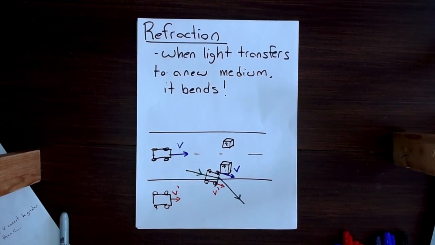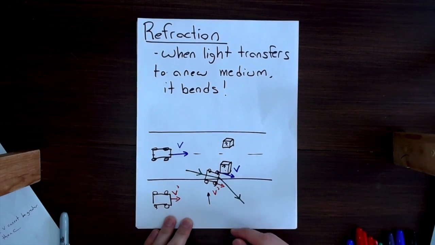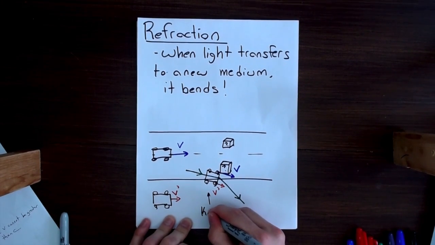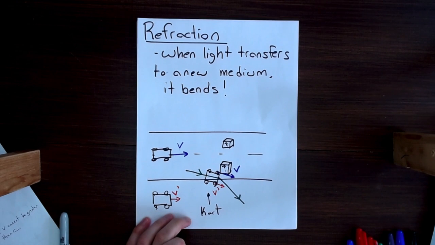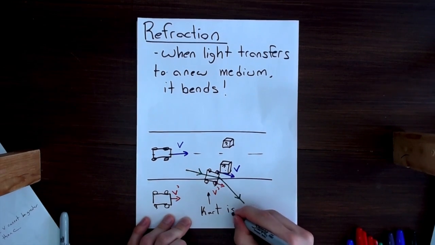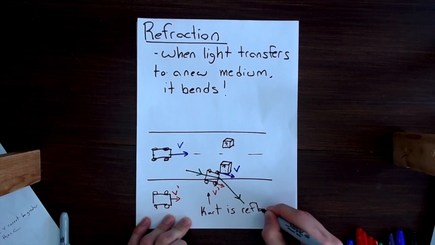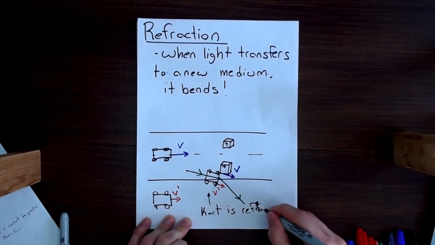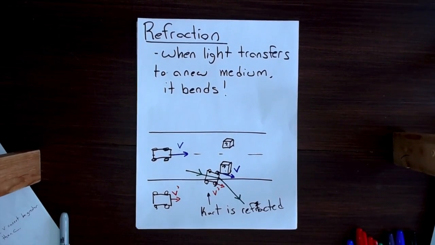So when this happens, what we can say is that the cart, ignore my spelling on that one, is in fact refracted. Okay, the cart is refracted because when it changes medium, it changes speed.